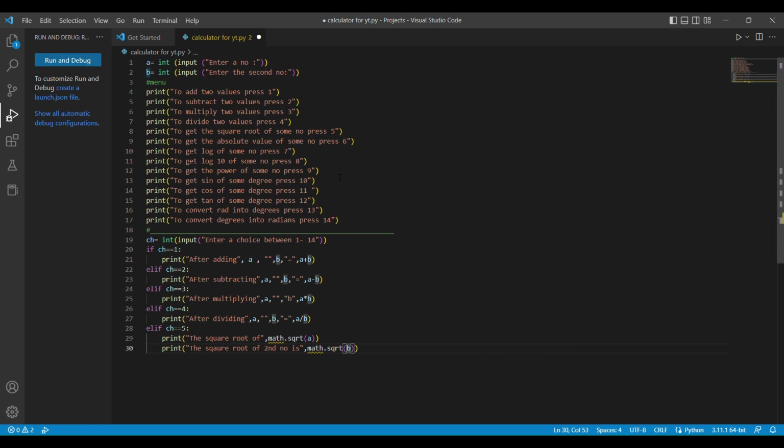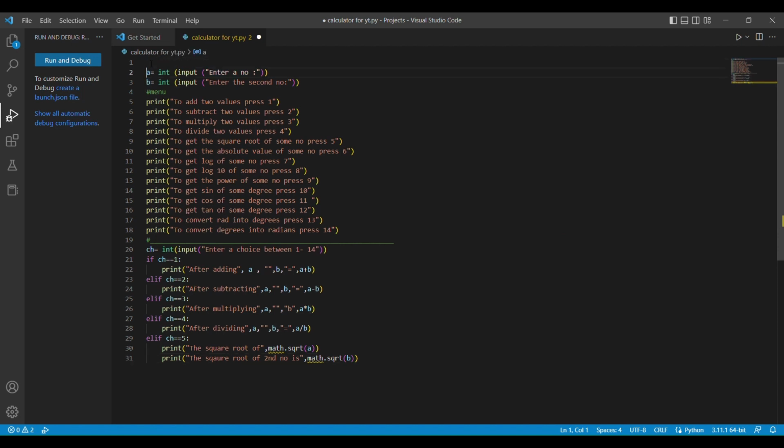Oh, I forgot to import the math module. Let's import it. For importing it, just write import math. It is a built-in module, so you don't need to pip install it. Now ch is equal to 6.